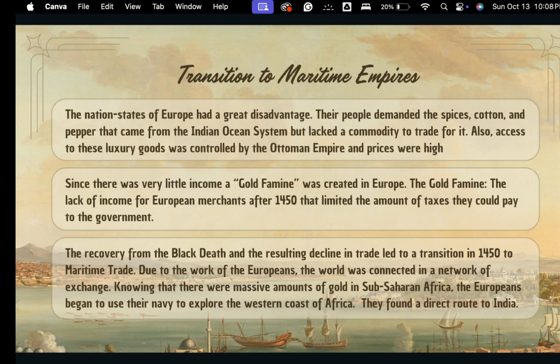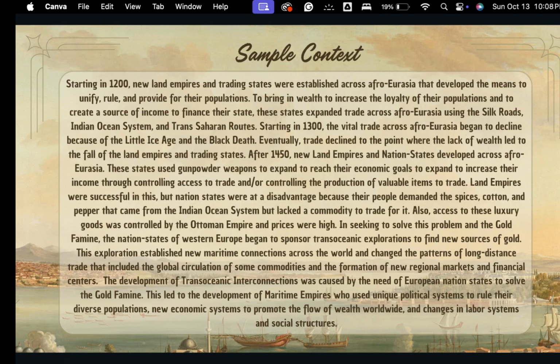So what happens is the European rulers began to use their navy to explore and find new sources of gold and new routes to India that they can control and profit from. So, before you read this, let's kind of discuss what we talked about.